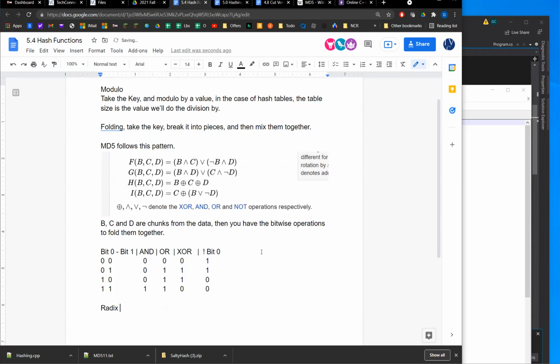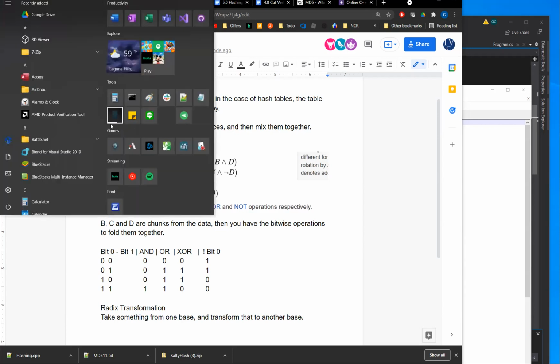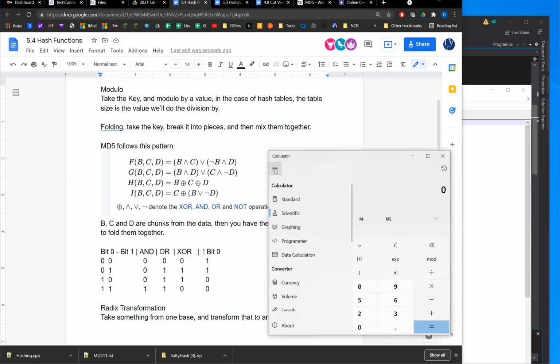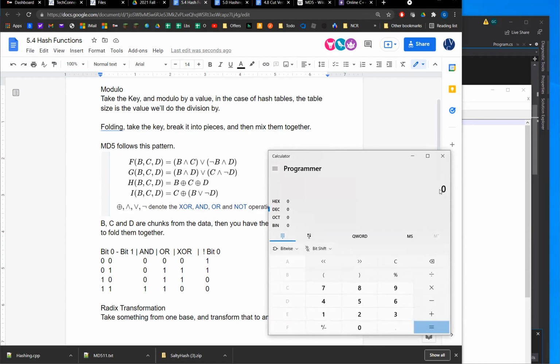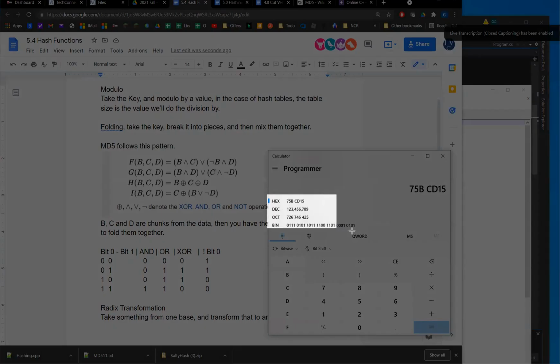One of the ways we can do this is a radix transformation. Take something from one base and transform that to another base. It's not a very exciting one, but we can get our calculator going here again. Jump into programmer. Right, have all our fun bases over here. So in decimal, oh, got a little bit too big there. All right, hit the enter key or something. All right, all these are the same value.